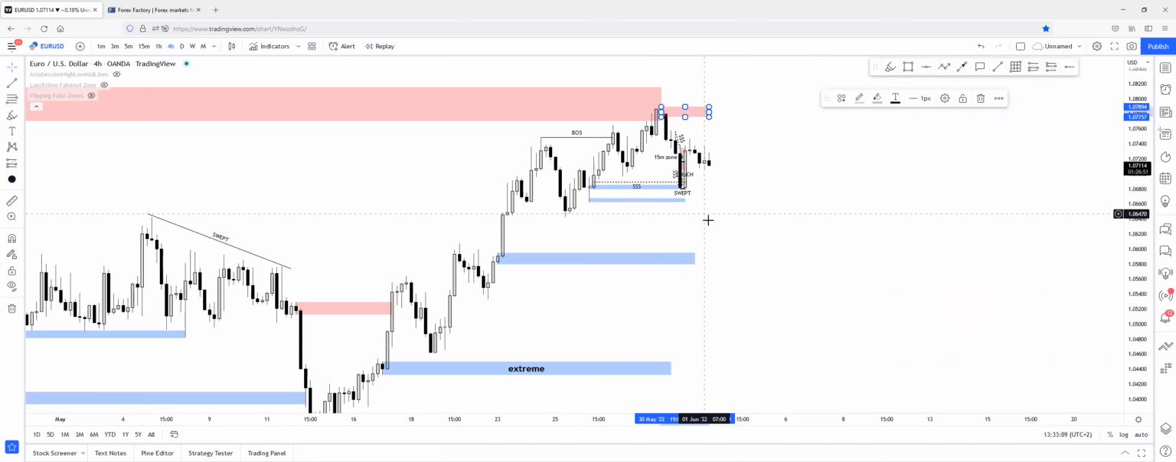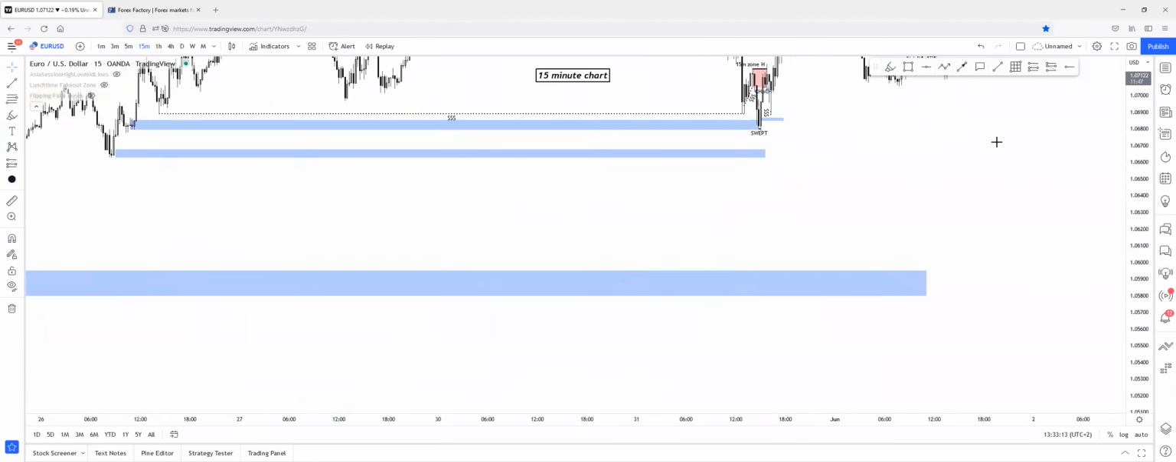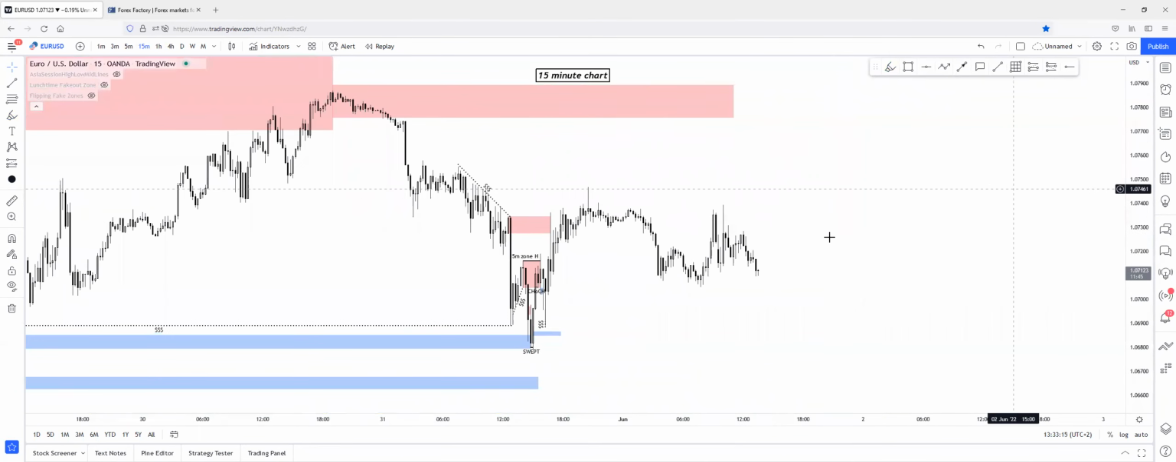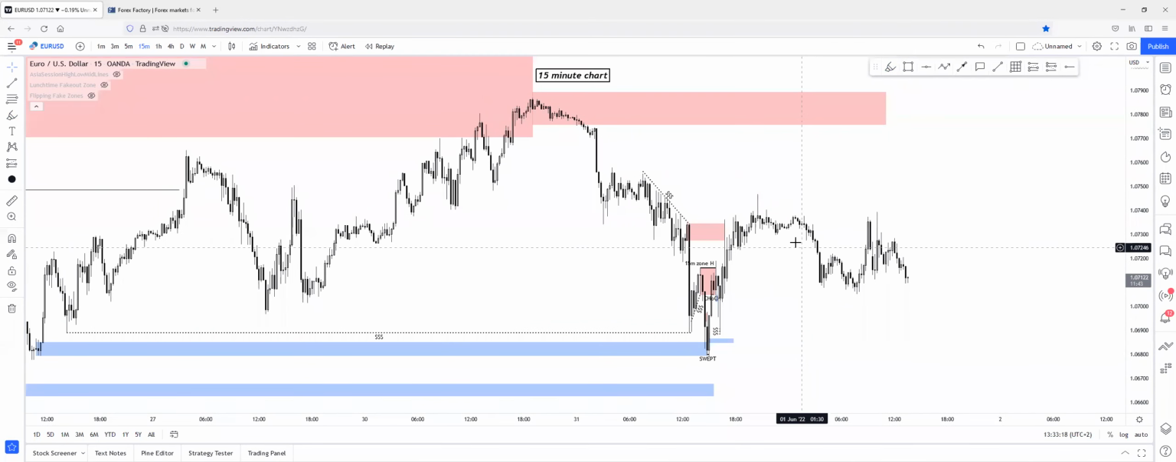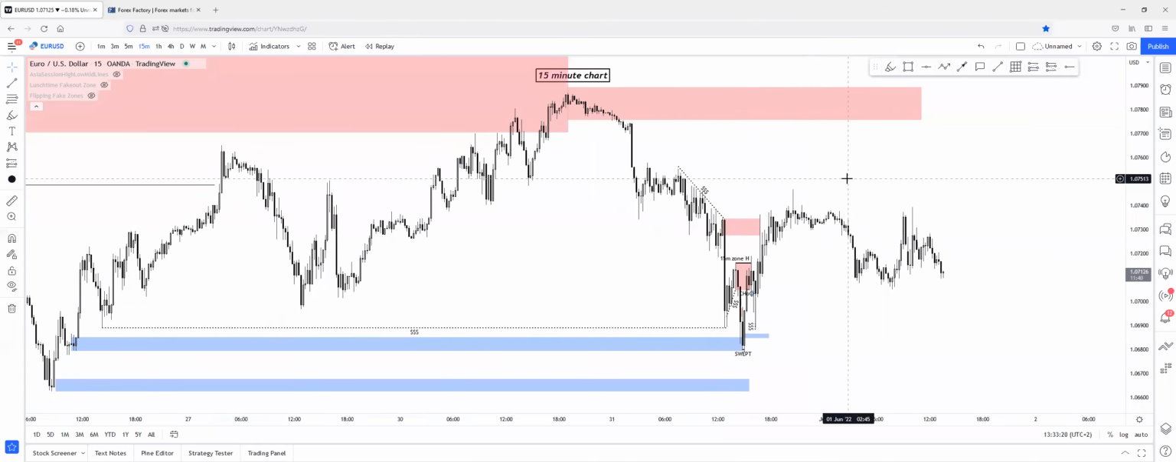Let me just fix on these zones. Let me switch to the 15-minute chart and take a look at it. What can we see on the 15-minute chart? I already broke it down in yesterday's video. Let me just read the chat.